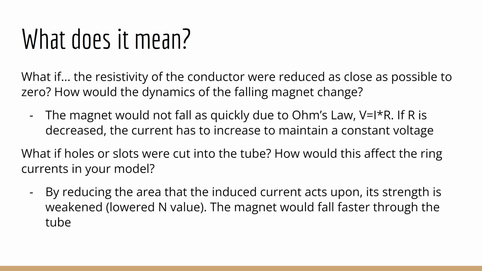What if holes or slots are cut into the tube? How would this affect the currents? If we're lowering the area, then the strength is weakened. So you can think of this as a lowered end value. So the magnet would fall faster throughout the tube. It would be a more negligible contributor.